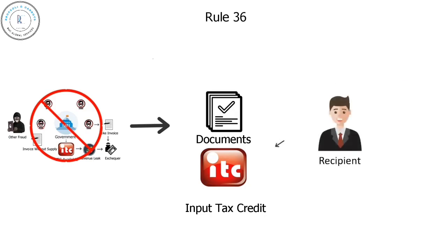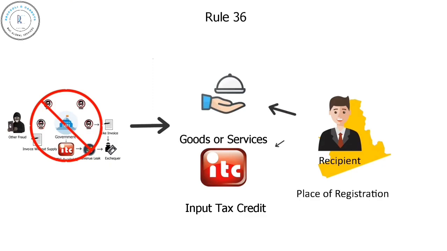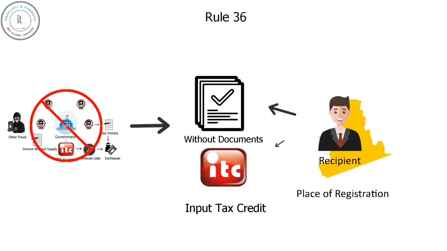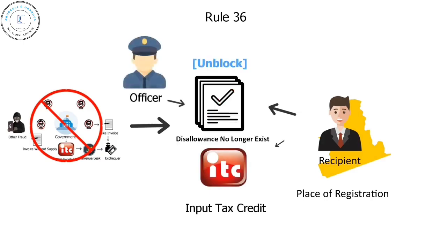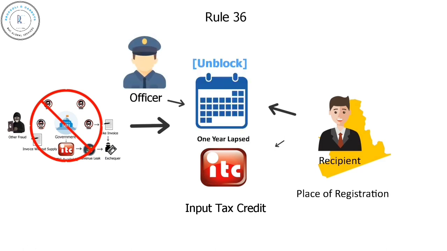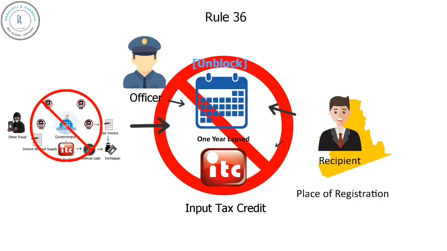Recipient of credit has been found to be non-existent or not to be conducting business from his place of registration. Non-receipt of goods or services or both. Tax not paid to the government. Credit has been availed without documents. Such officer can unblock the same if conditions for disallowance no longer exist or if 1 year has lapsed from the date of imposition of such restriction.